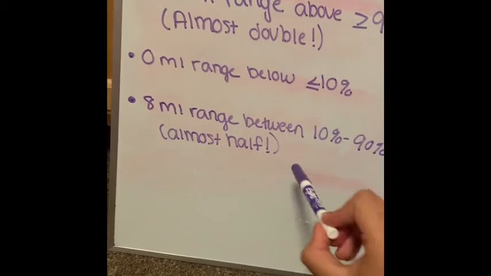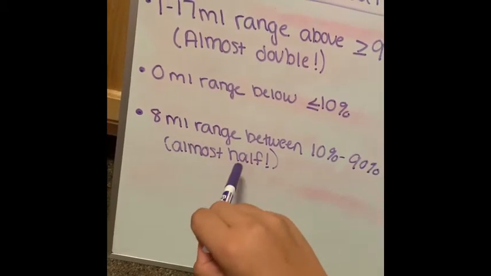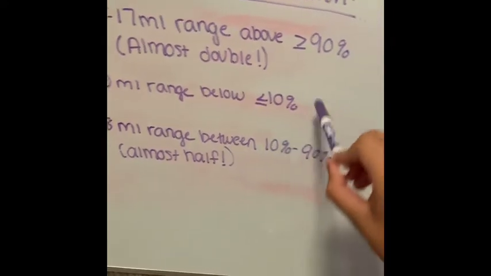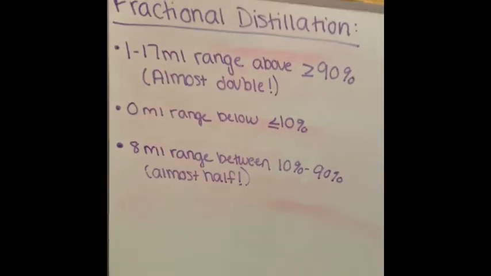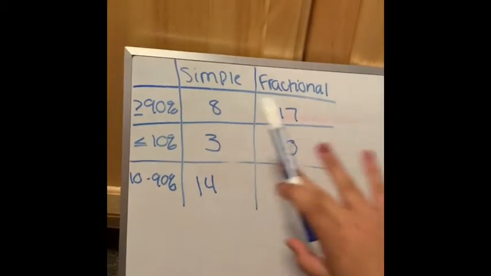And if you recall, our goal was to decrease the amount here. So this is almost half the simple distillation. Between this and this, we could have such a higher profit margin. So to make it easier to comprehend, I put it on a side-by-side graph.